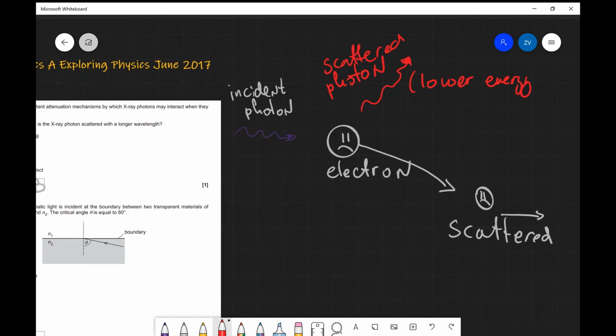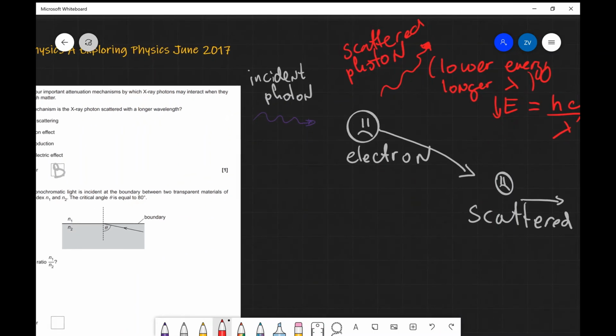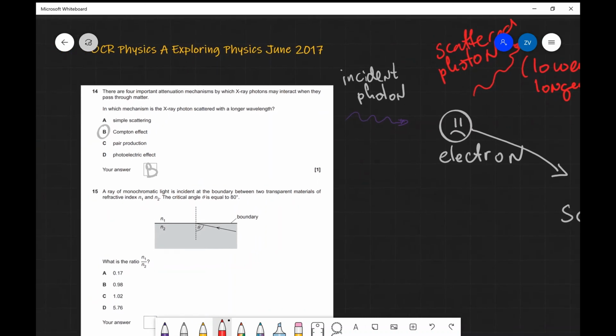Essentially, this is the excess energy which has been left after the electron has been scattered, and hence it has a longer wavelength. The reason why, if it has lower energy, it has a longer wavelength is because they're inversely proportional to each other. This is given by E equals hc over lambda. In other words, if the energy is low, the wavelength is quite big. Okay, so hopefully that was a good little revision of the Compton effect.